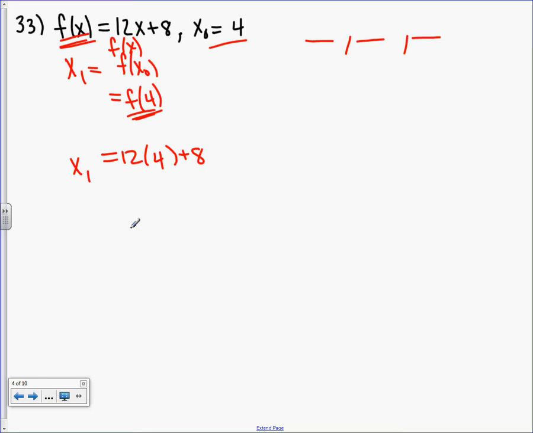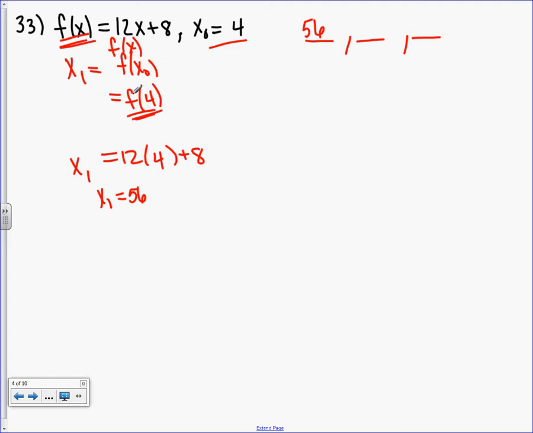48 plus 8, 56. So x sub 1 is 56. I'm going to say all that again, okay? It tells you your formula is x sub 1 equals f of x sub 0. x sub 0 is 4. So I'm really saying, hey, find f of 4.